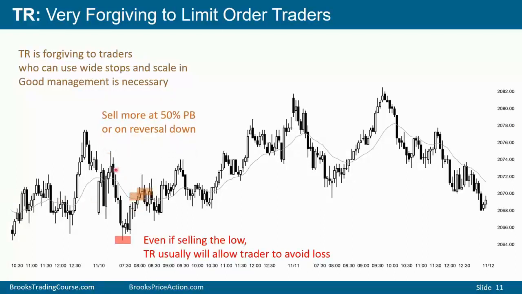You could sell more at about a 50% pullback of the last leg down or on a reversal down, and then exit at the midpoint between your two sells. You sold here, you sold more here or here. This is your average entry price. The market went below it, and therefore you could exit, break even on the trade. You lose some on this, and you make the same amount on that, and you end up getting out without a loss. And that's selling even at the extreme lowest price of the entire trading range.